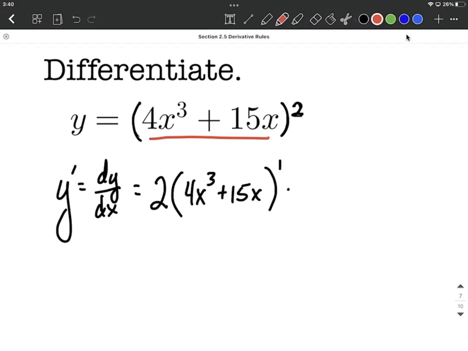Next to that, we're going to multiply by the derivative of the inner function. So the inner function is that 4x cubed plus 15x. The derivative of that, we can simply use the power rule a couple times.